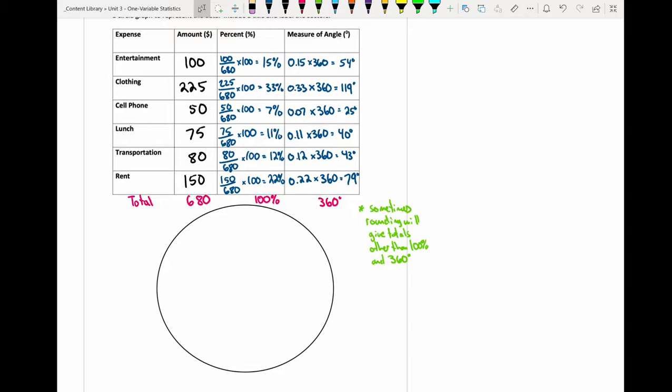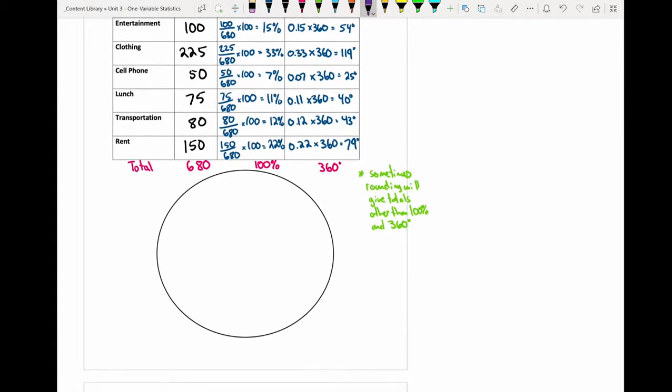So what we're going to do now is use those measurements to come up with what our pie chart will look like. We're going to still put a title, so I'm just going to put it at the bottom here just because I don't have any room at the top. So John's monthly expenses. And how you're going to start this is, hopefully you have a protractor.